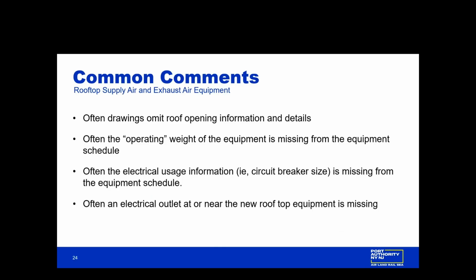As I said earlier, often the roof plan does not have the opening information and it'll generate a comment. The operating weight, if it's missing, we'll have a comment on that. Electrical usage and circuit breaker size are typically missing from the equipment schedules, and also if there's an electrical outlet that's required. Again, check your jurisdiction to see the requirement for an electrical outlet for equipment up on the roof. Next slide, please.